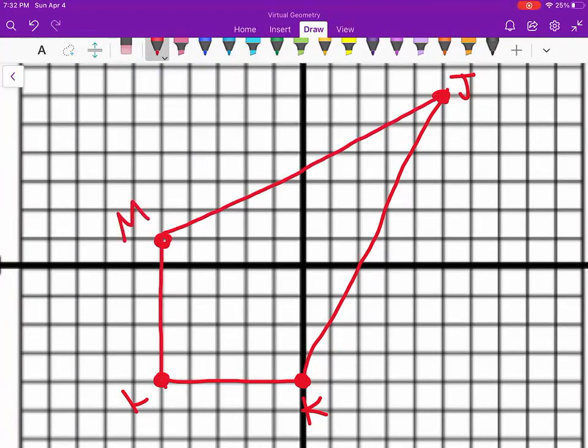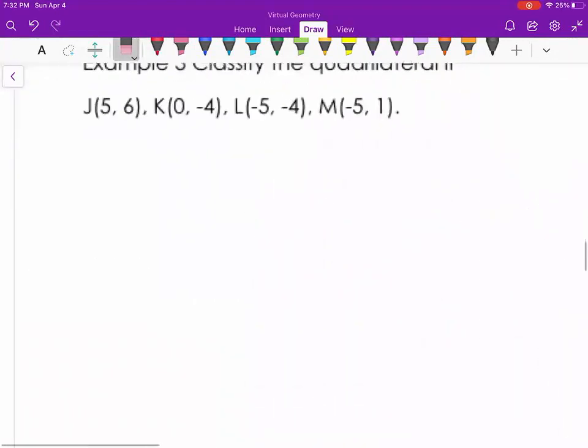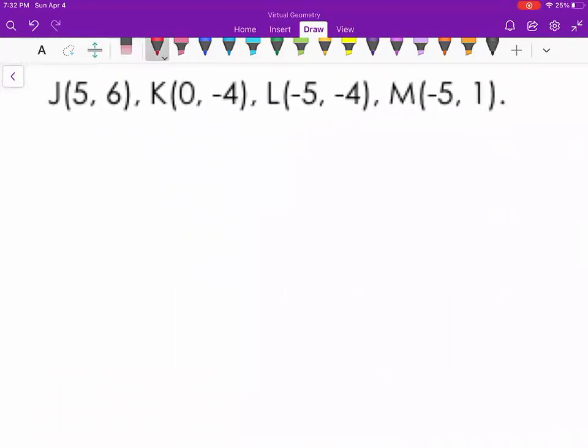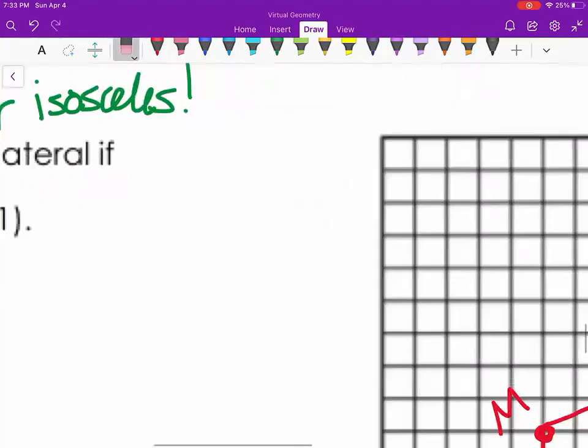All right, so there's our figure. So again, we're going to test parallel sides first to see if this is some kind of parallelogram. So let's get the slope. So we need JK slope. I'm just going to go ahead and write them out here. Actually, no, let's go ahead and graph it.